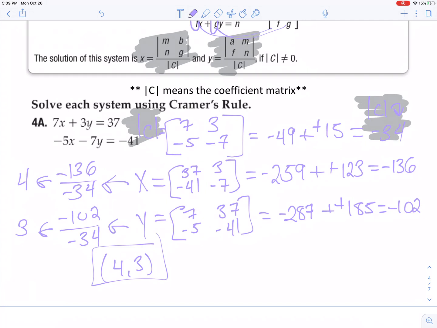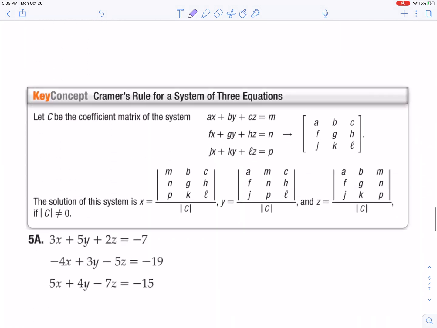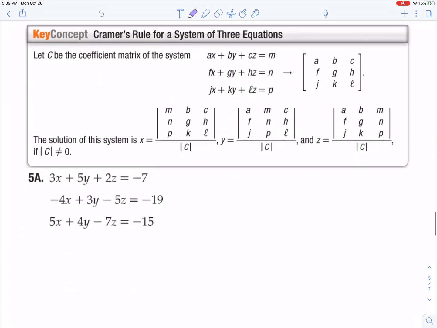I'm going to pass on doing another example, although I am going to show you that you can do it for a system of 3 equations. So if you remember that kind of awful section that we did, that I only gave you like 2 or 3 problems to do on your own, you can use, we call this Cramer's rule. I forgot to tell you that. This is called Cramer's rule. You can use Cramer's rule to solve a system of 3 equations.